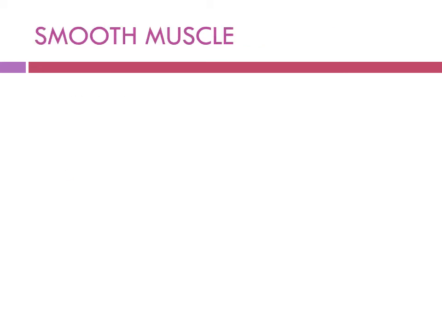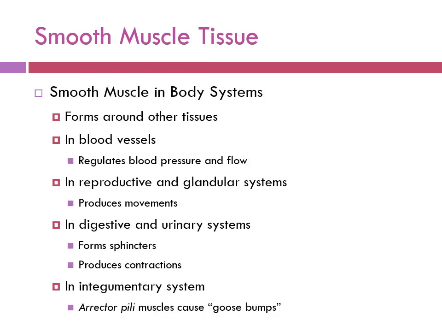So now we're going to move on to smooth muscle, which is our last bit of muscle tissue. Smooth muscle forms around other body tissues. It's in the walls of blood vessels and helps to regulate blood pressure and flow through our arterioles. In the reproductive and glandular systems, it assists with glandular secretion and the movement of materials through our reproductive system. In the digestive and urinary systems, it forms sphincters. Well, those are more of a skeletal muscle sphincter that gives you the ability to control urination and defecation.